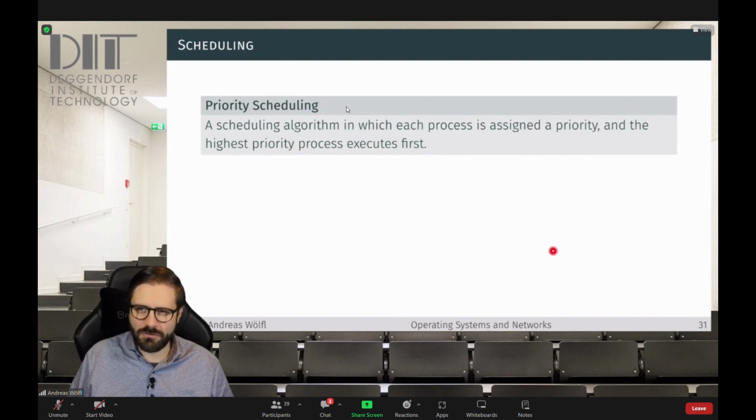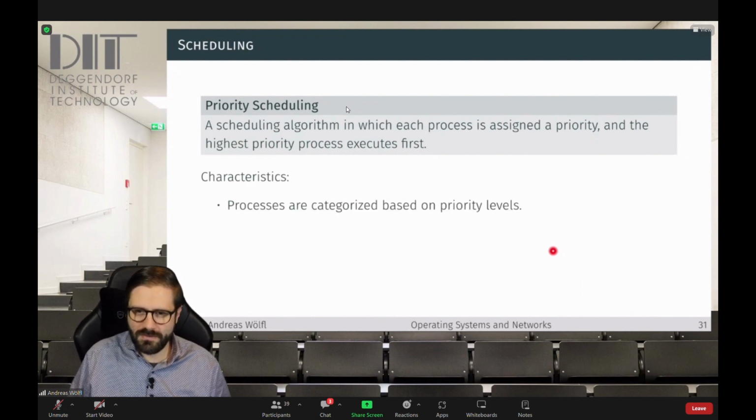Priority scheduling addresses this, where it takes a priority value into consideration. Priority scheduling is basically round robin with a priority value. Each process is assigned a priority, like an integer. Processes with high integer values should have precedence over processes with lower priority. So lower values mean lower priority, higher values mean higher priority, and we execute higher priority processes before lower priority processes.